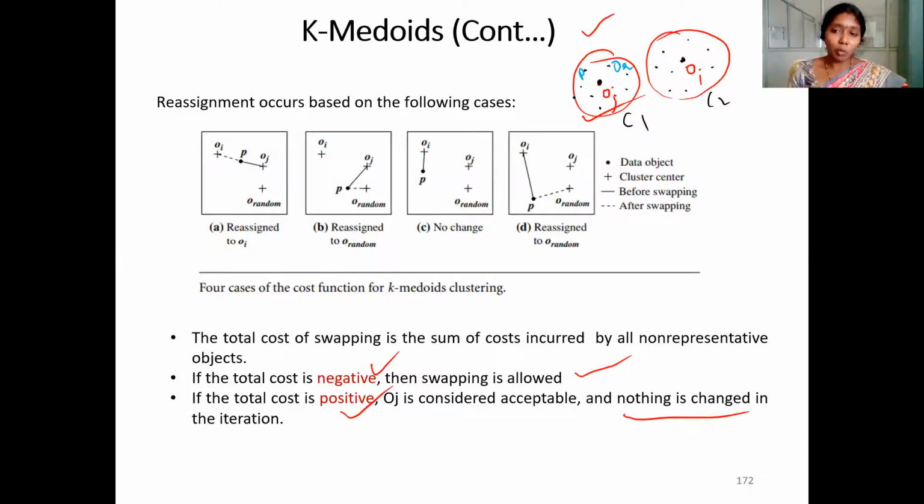So now based on O random, we need to reshape the clusters. Now these 4 cases are about the reshaping of the clusters. Here we have 4 cases, right? Case A, case B, case C, and case D. These all deal with the repositioning of a particular data object whenever a new medoid is randomly selected.